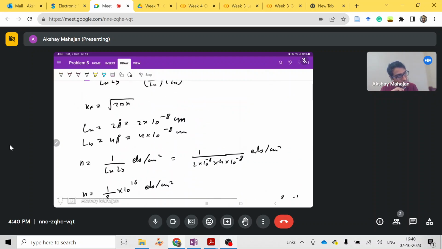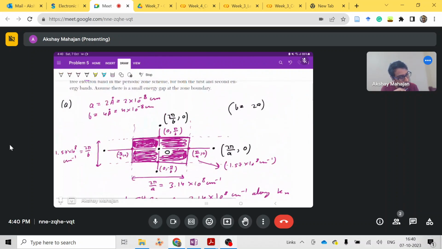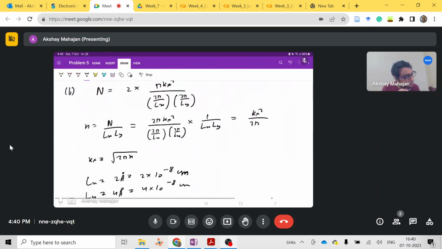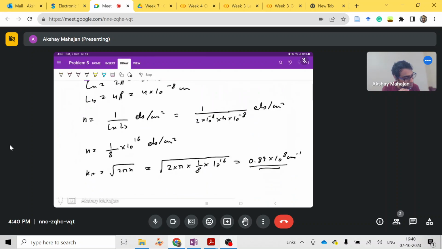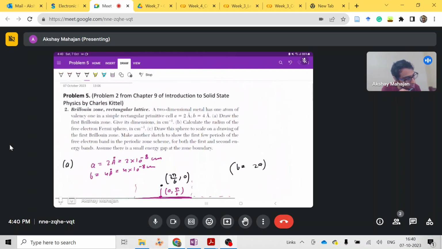Here we can see that this is our kf value, and if you see our zone lengths, the zone lengths were 1.57 and 3.14, and 0.89 is the kf radius. So I guess, do we have to draw something or calculate the radius? Okay, the B part just has to be calculated. The C part is asking to draw this sphere to scale on a drawing of the first Brillouin zone.